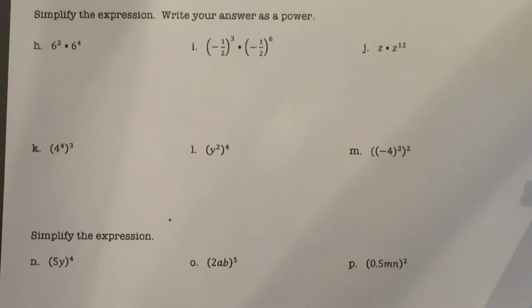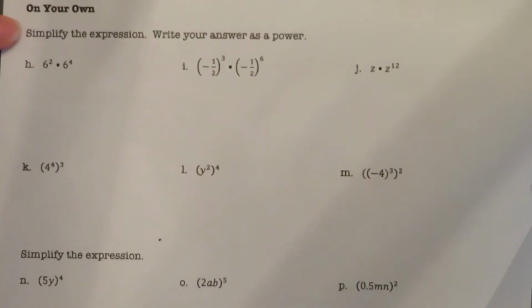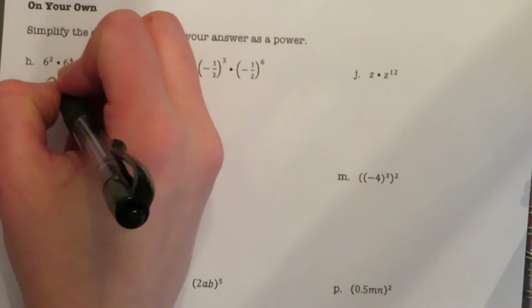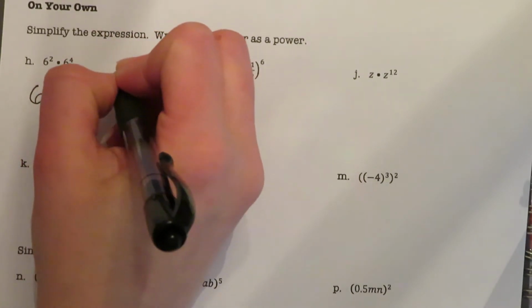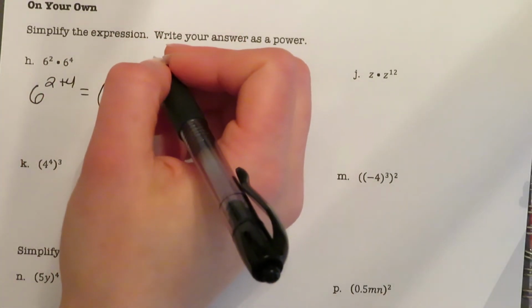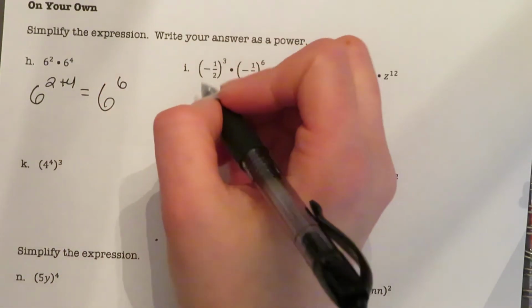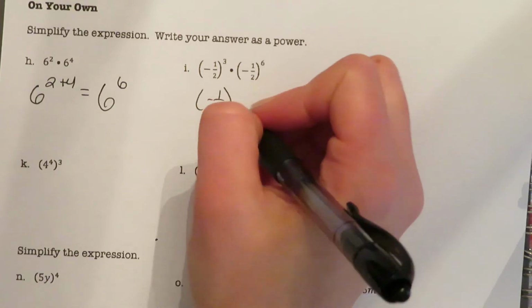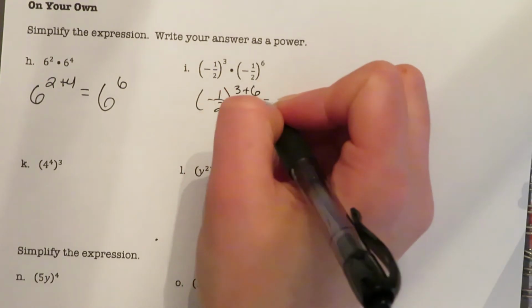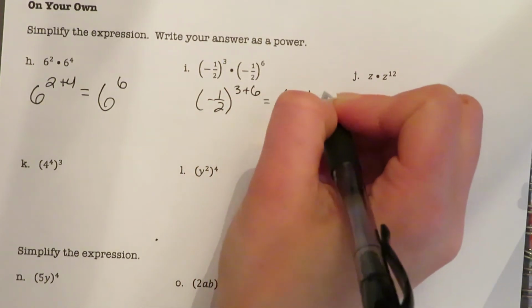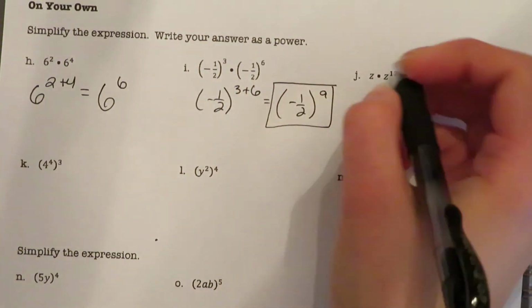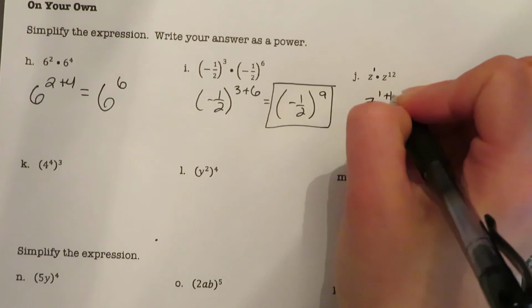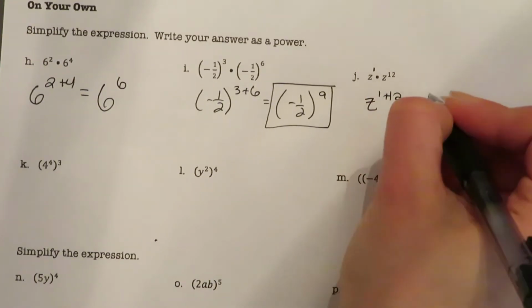All right, you now have 9 problems to do on your own. Pause this, then come back and check. 6 to the second plus 4. This is 6 to the sixth power. This is the product of power property. Letter I, -1/2, that quantity to the third plus sixth, -1/2 to the ninth power. Letter J, and put an imaginary 1 there. z to the first plus 12, z to the 13th.